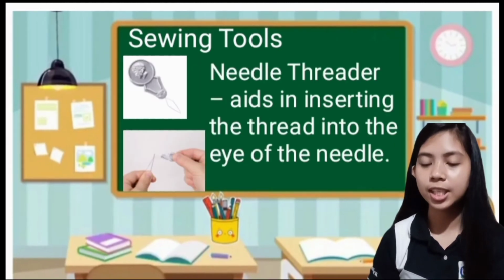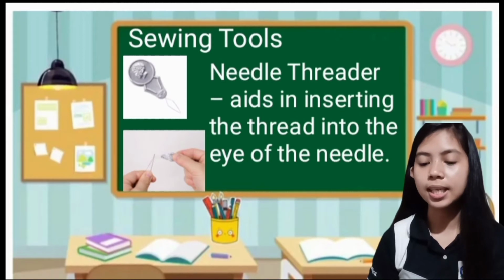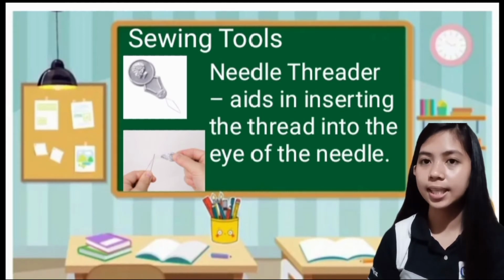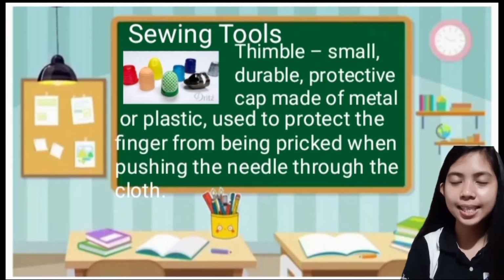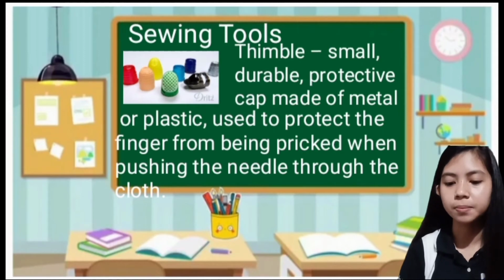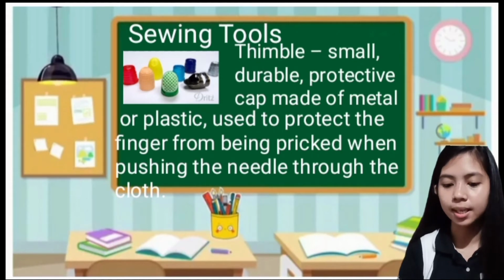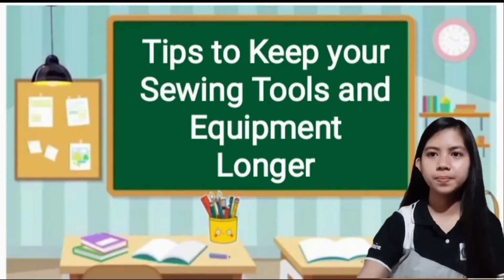Next is needle threader. Needle threader aids in inserting the thread in the eye of the needle. Last in sewing tools is the thimble. It is a protective cap made of metal or plastic. It is used to protect the finger from being pricked.